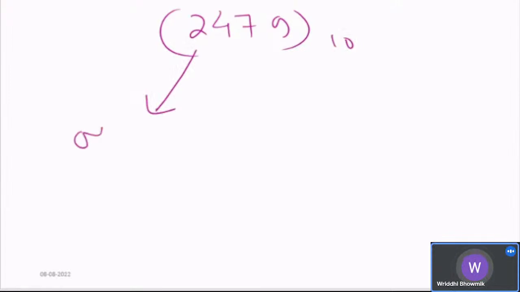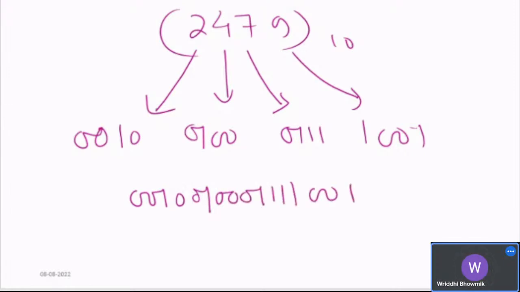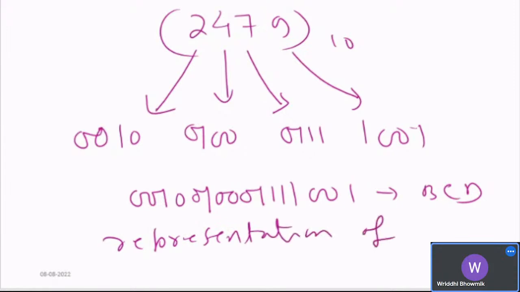2479 base 10. For 2 we have 0010. For 4 we have 0100. For 7 we have 0111. For 9 we have 1001. So the BCD representation is 0010, 0100, then 0111, then 1001. So this is the BCD representation of this decimal number.